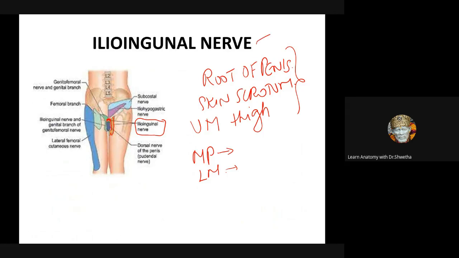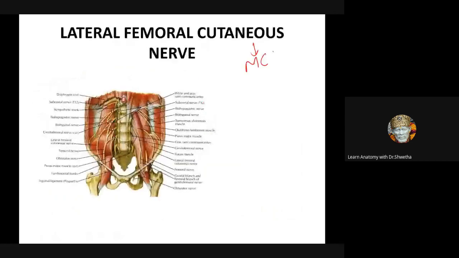Now we will move on to the next nerve. This is an MCQ question, students. Please pay attention. Next, we will be discussing the lateral femoral cutaneous nerve. Please tell me the root value of this, students. Posterior divisions of L2 and L3.